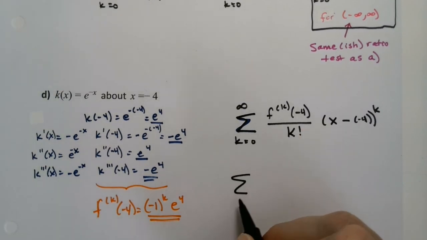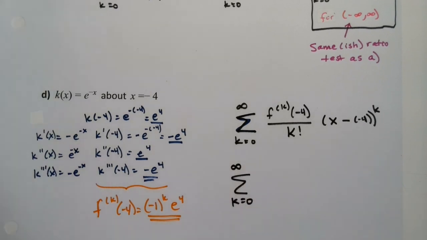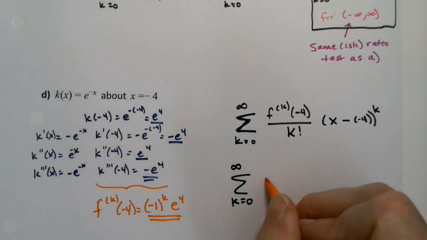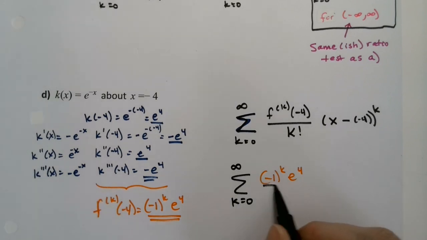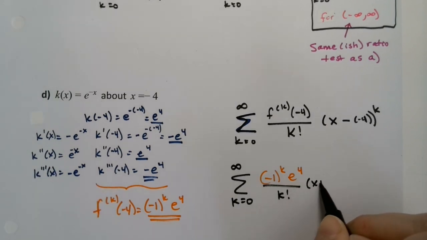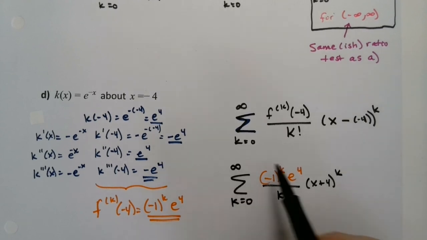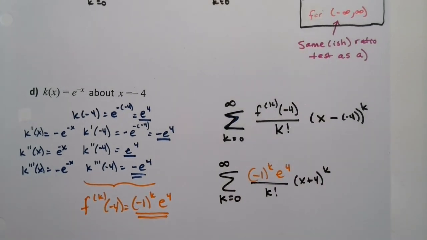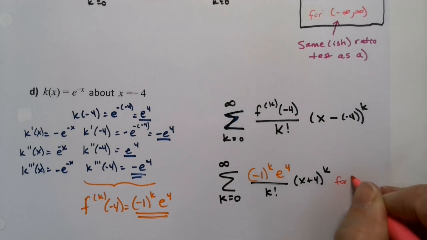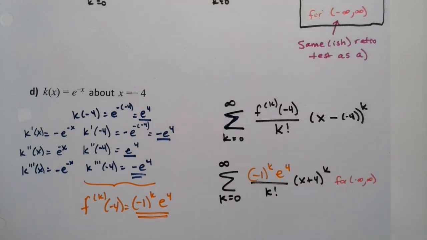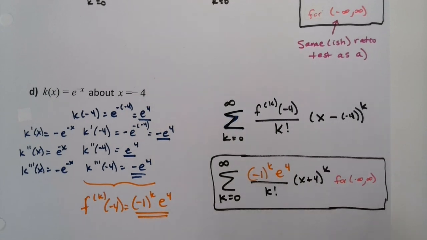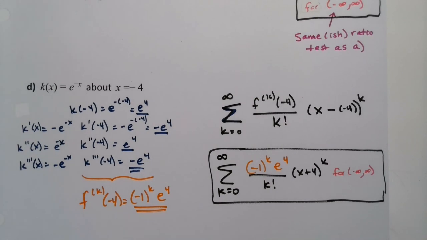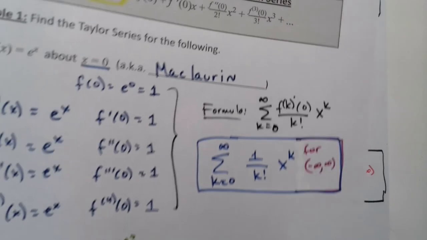So I'm going to say, okay, it's k equals 0 to infinity. It's the kth derivative, which we now know is negative 1 to the k e to the 4 over k factorial, x plus 4 to the k. And still this one is for negative infinity to infinity. It's very similar to the ratio test we did originally. What would happen is you'll have x plus 4s divided by x plus 4s instead of x's divided by x's.